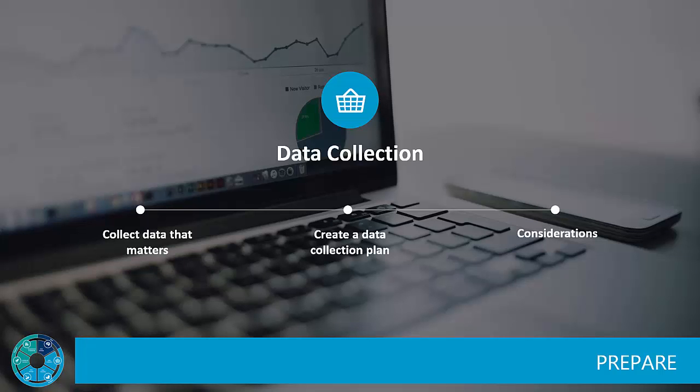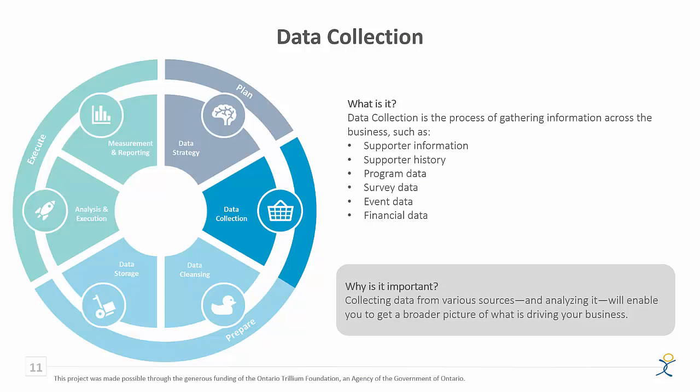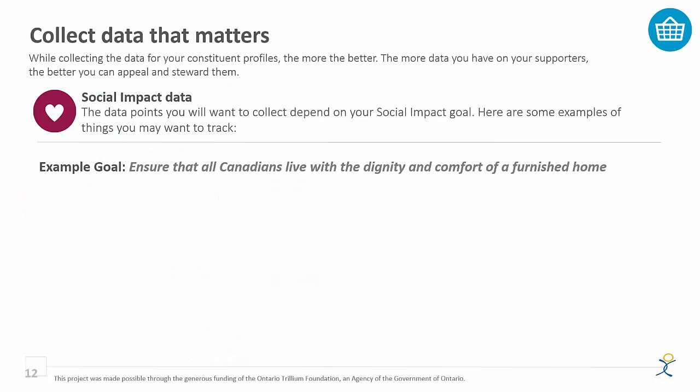Once you have your data strategy in place, the first thing to think about is data collection. So data collection is about gathering information across your business that will support your data strategy. This can be anything from collecting supporter information and their history with your organization to data from programs being executed, or even surveys, event data, or financial data. You may be collecting some of this information already. Collecting diverse data from your business helps you to better understand what is driving your business and helps answer the questions of your overall business strategy. When thinking about your data collection, you have to remember to collect data that matters.